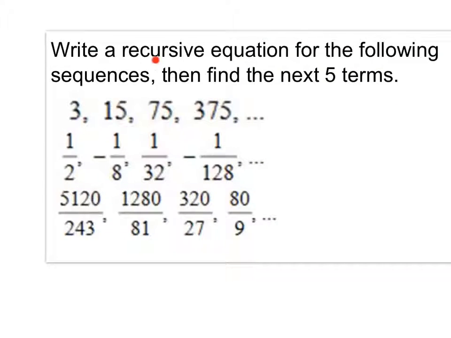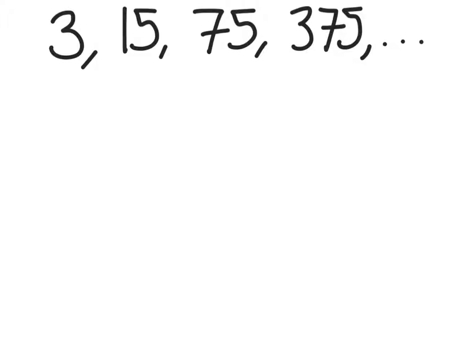So our objective now is to write a recursive equation for the following sequences and then find the next 5 terms. To find subsequent terms using the recursive formula, we need to know 2 things. We need to know the first term, which we have, but we also need to know the ratio. And how do we figure out what the common ratio is?